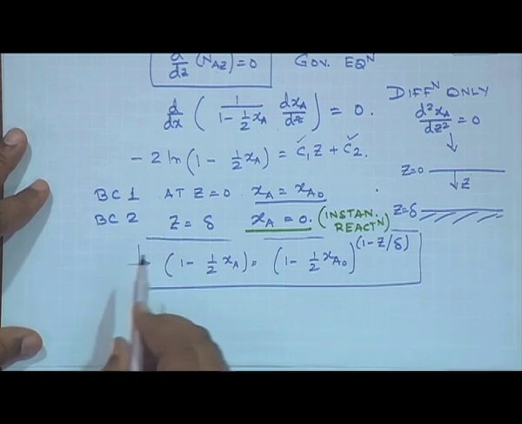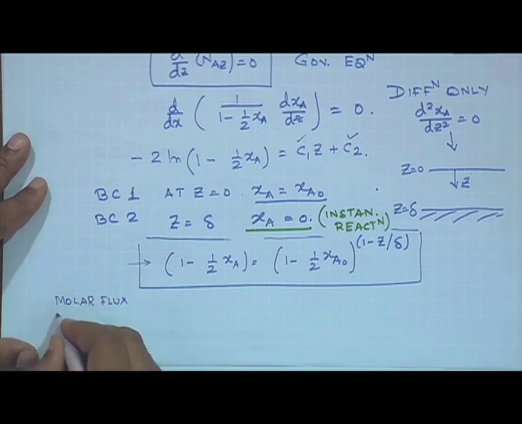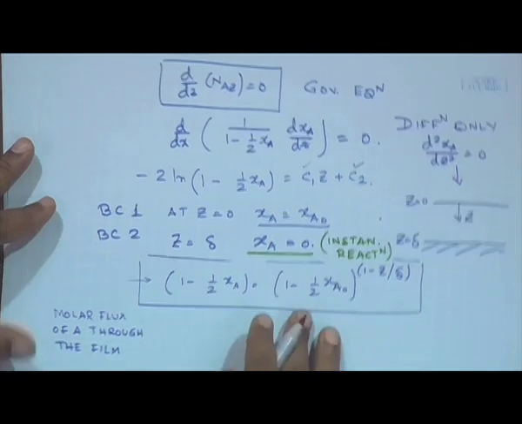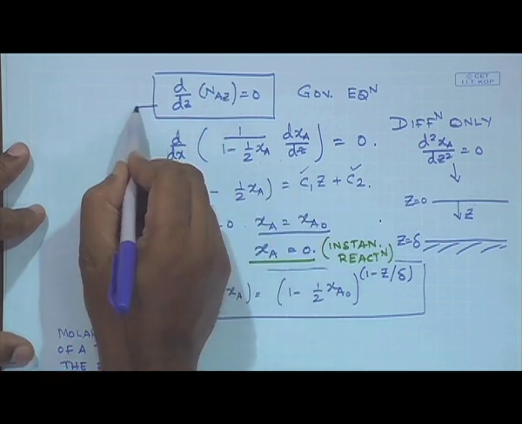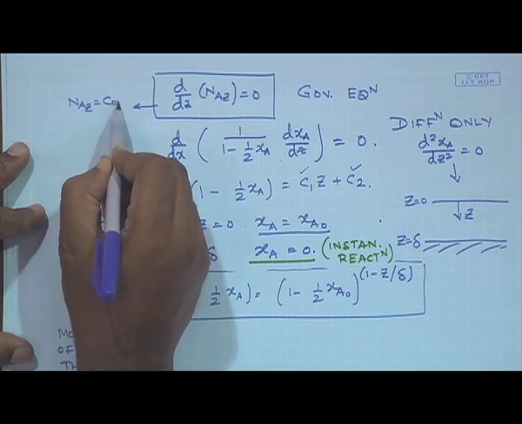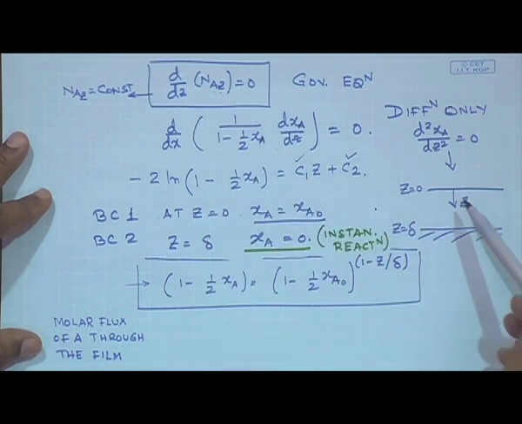This is fine, but we are probably more interested to know what is the molar flux of A through the film. So, the molar flux of A through the film, and we understand that N_Az is constant. Since N_Az is constant, you can evaluate N_Az at z equals 0 or z equals delta, it does not matter, or any point in between.